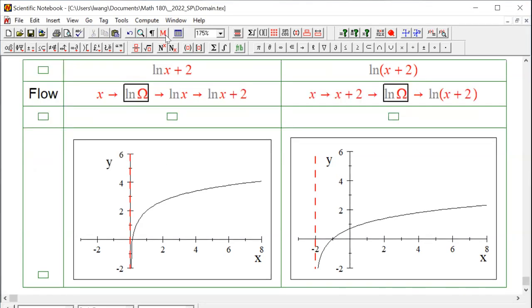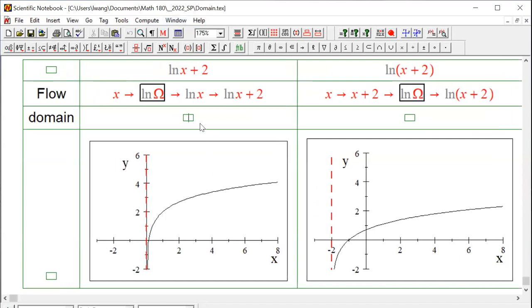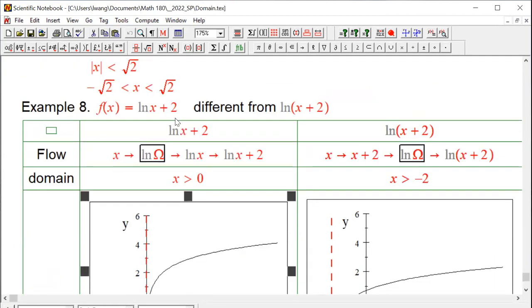The domain on this one obviously is x is greater than 0. On this one, x plus 2 must be greater than 0. As a result, x must be greater than -2. So you can see that rather obviously. Okay, so these two are different.